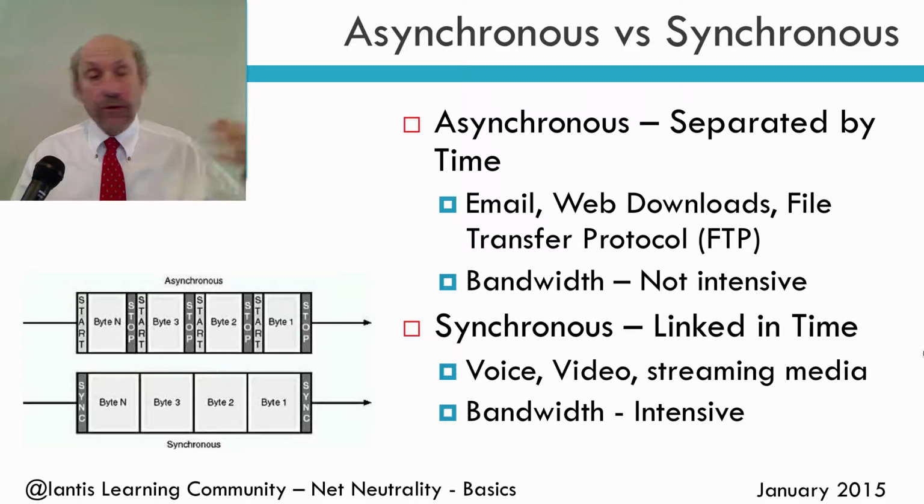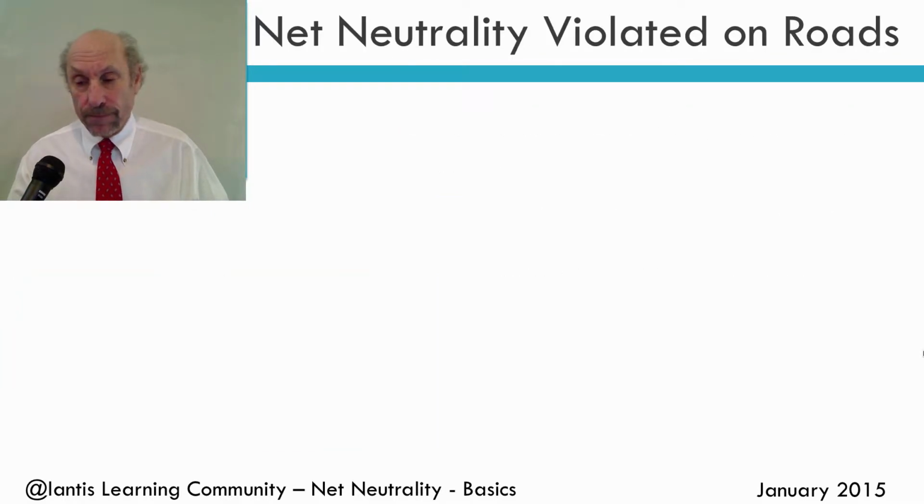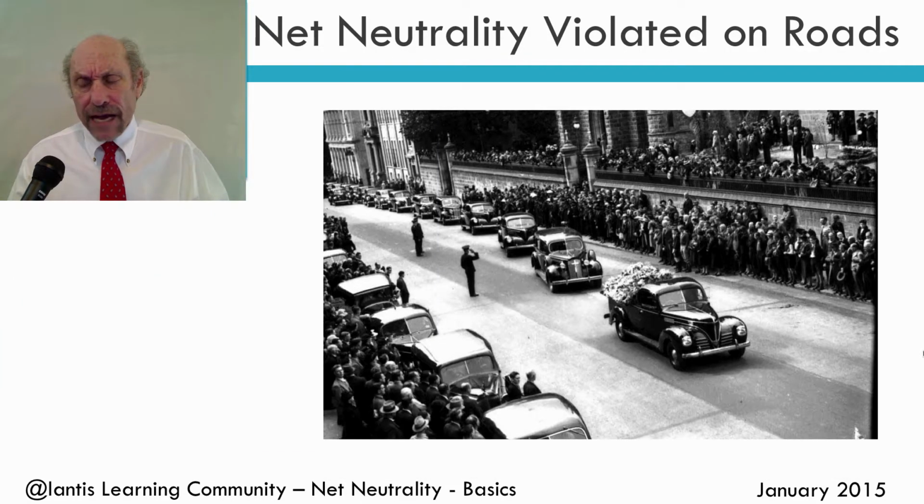When the internet was born, when net neutrality was the rule of the internet, when it made sense, everything was asynchronous. Today, we have this synchronous traffic going on, and that's what's creating the problem. If we go back to the road analogy, I have a picture here of a funeral procession. A funeral procession would be a synchronous group of cars, and they get priority. When you go on the road and there's a funeral procession, they get priority.